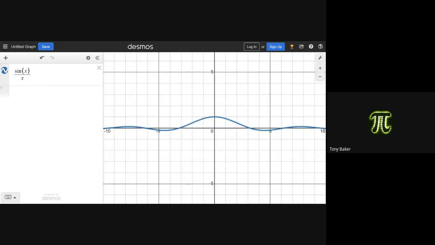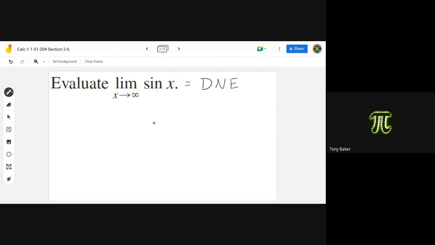But in this situation where we're looking at just the sine of x, it has nothing to stop it from just oscillating. So if you keep going around the unit circle, you're just going to keep going around the unit circle. Okay, so this one doesn't exist.